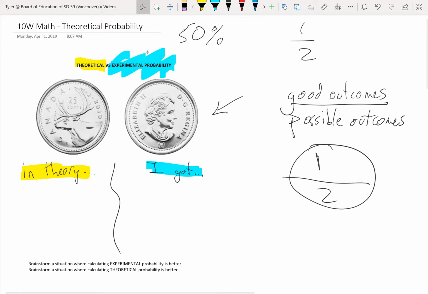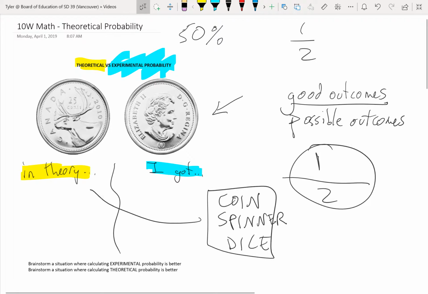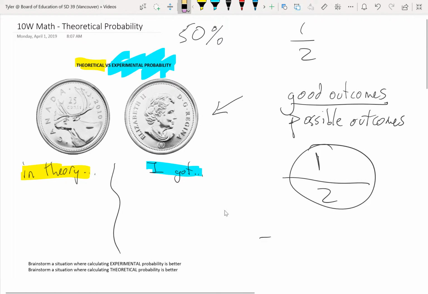But if you do something like a coin flip or a spinner or a dice, where it's random, these kinds of events are better for theoretical probability because we can basically calculate how many of the times each outcome should happen. So the basics of probability, this fraction we just talked about, is pretty straightforward.